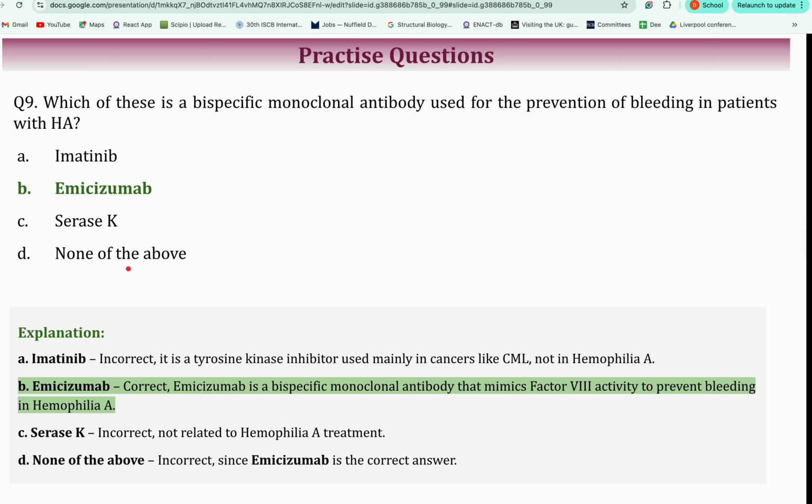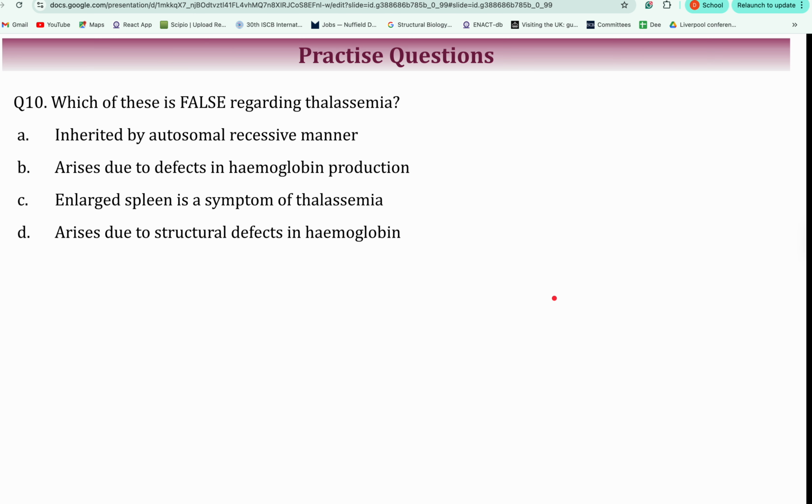Now let's look at other options also so that in future, if you find these options, you must know what they mean. So imatinib is incorrect because it is a tyrosine kinase inhibitor which is used mainly in cancers like CML and not in hemophilia A. Next option was Serase K. This is also not related to hemophilia A treatment. Okay, let's move to next question.